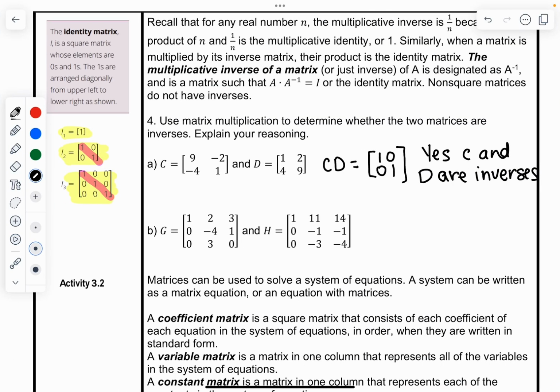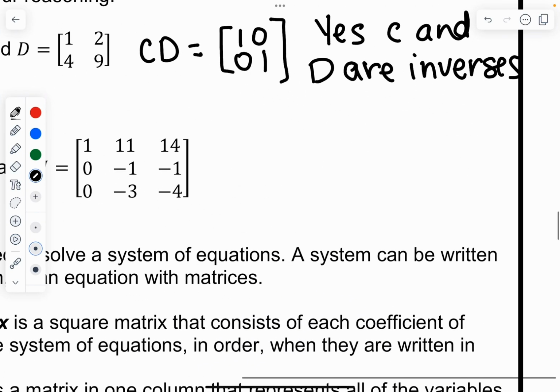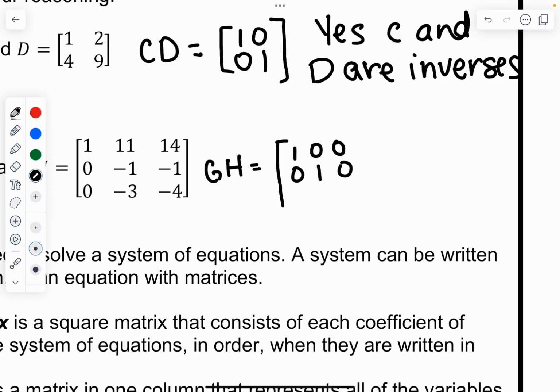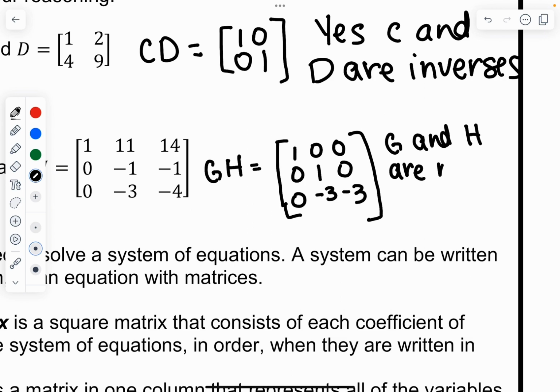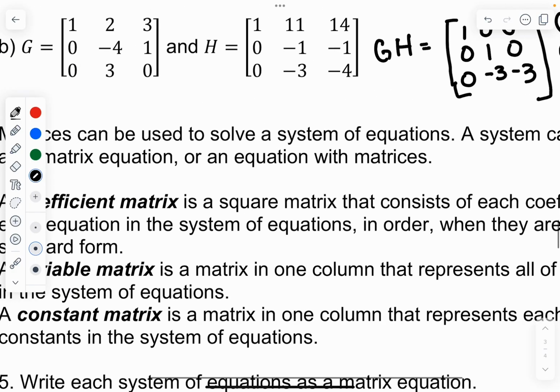So let's go ahead and write that down. So G times H was equal to 1, 0, 0, 0, 1, 0. It looked real good until we hit -3, -3. So these are not inverses. G and H are not inverses. Okay, because we didn't get what we wanted.